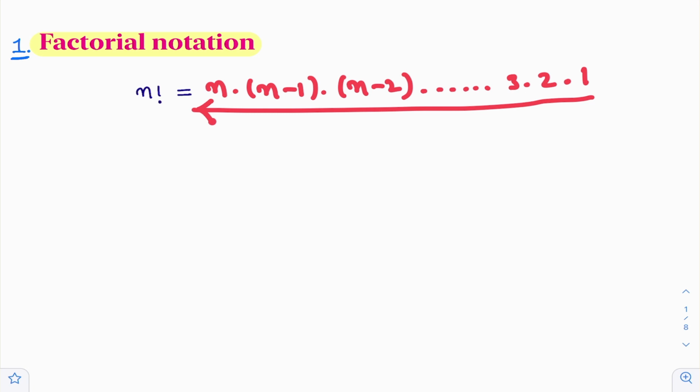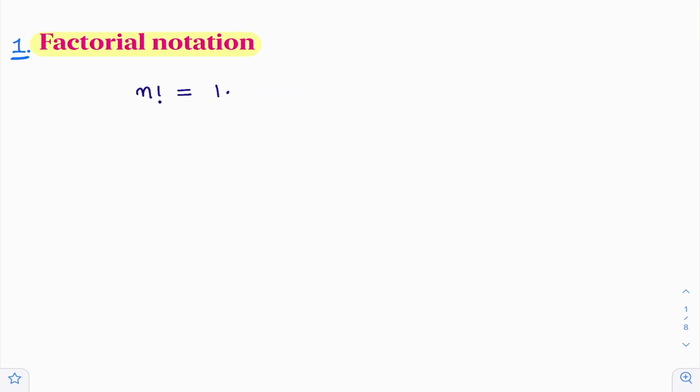The same thing I will write in reverse order. I will start from 1 so that it looks good. N factorial is product of first n natural numbers: 1 into 2 into 3 into 4 into and so on into n.